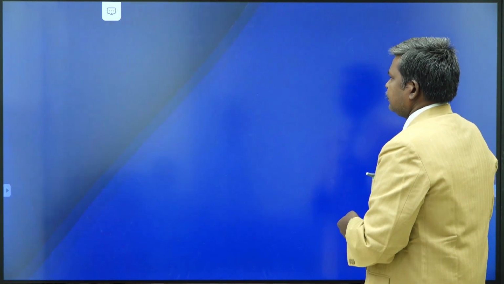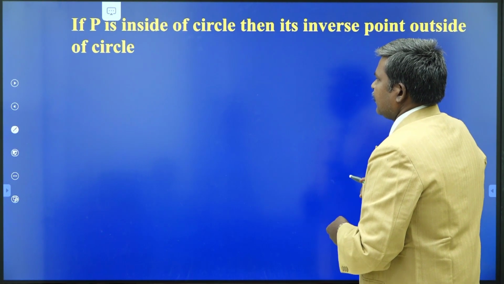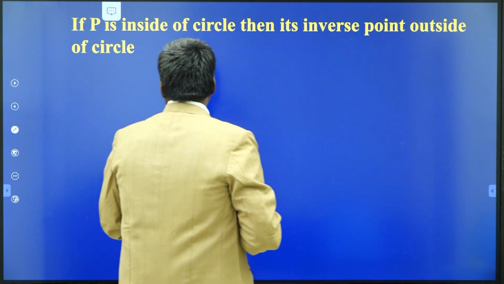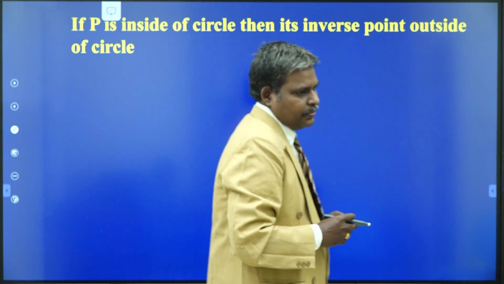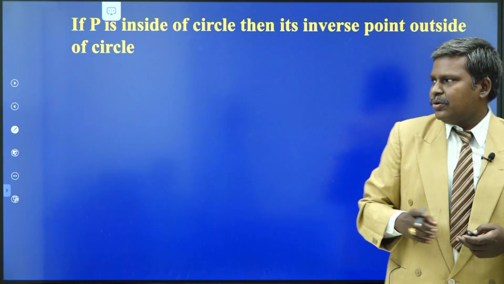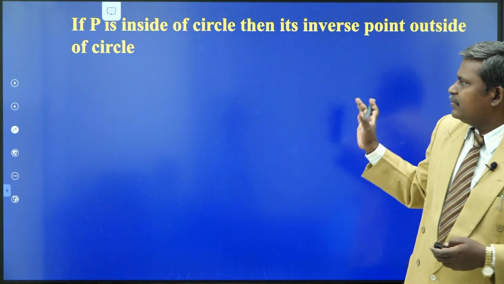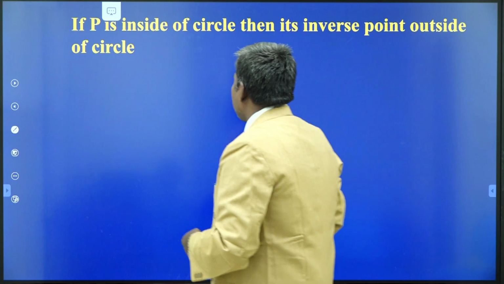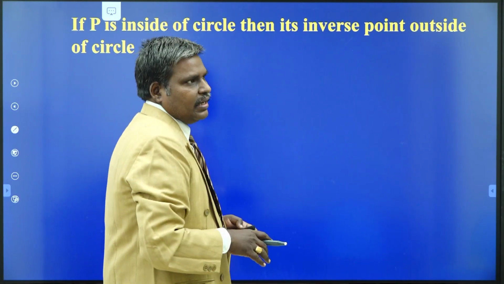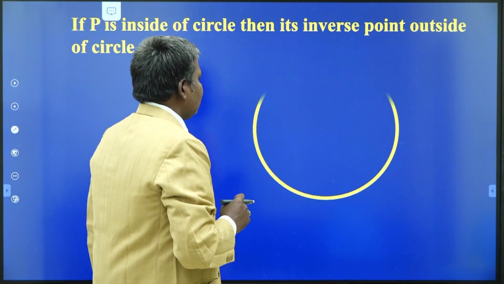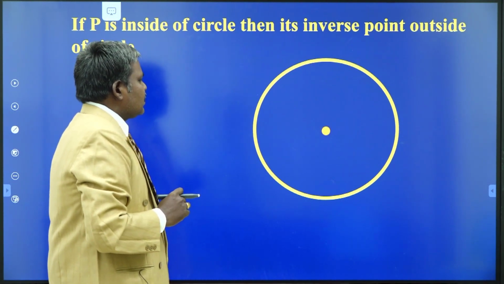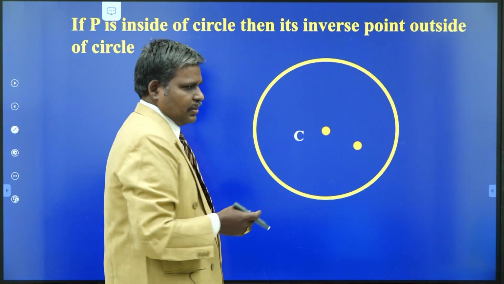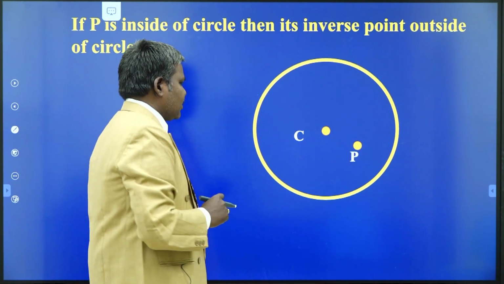See this one. If P is inside of the circle, then its inverse point is outside of the circle. This is also clear from the diagram itself. Already we discussed. If P is inside of the circle, then its inverse point is outside of the circle with respect to the same circle. See here, this is the circle. This is the center of the circle. See, this is the point which is inside of the circle. I would like to write the inverse point of P.